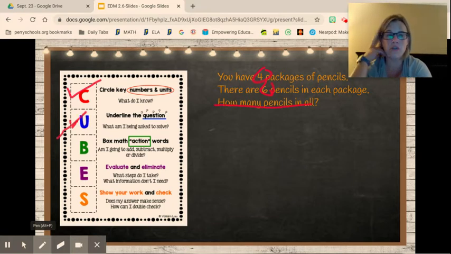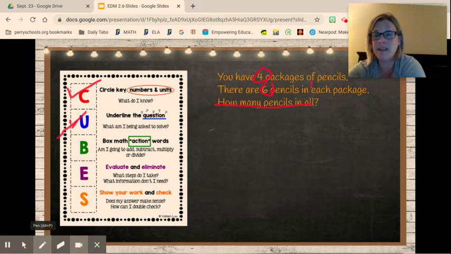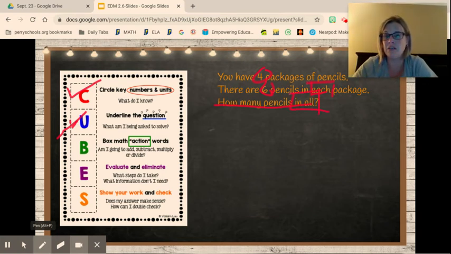Next, I'm going to box in my math action words. One of those things that I see is each, and then I see in all. When I see each and in all, I know that I'm going to multiply. So I'm going to be multiplying this time. Next, I'm going to evaluate and think about what steps I need to take to solve this. I'm going to go back and read each line one at a time and think about how I could draw a picture to help me or how I could use a number sentence to help me.